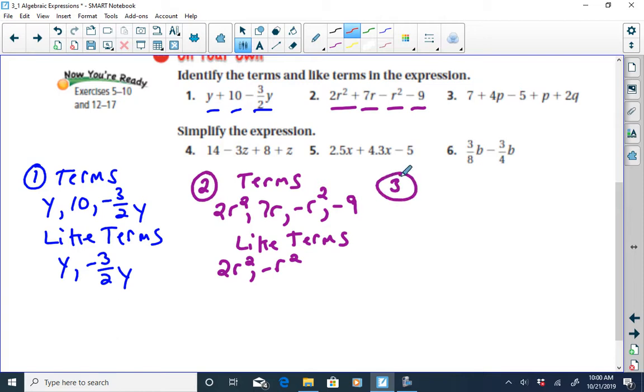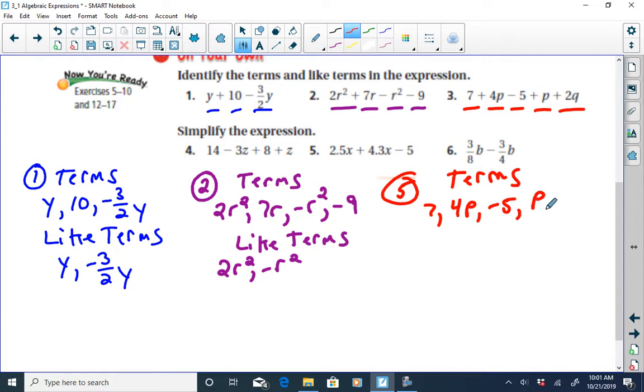Problem 3, we have, let's see, I want to be using purple there. We have 1, 2, 3, 4, 5 terms in that expression. All right? And what are your like terms? Well, let's start with our terms. Terms are separated by addition and subtraction, so your terms would be 7, 4p, -5, 1p, and 2q. Those are your terms.